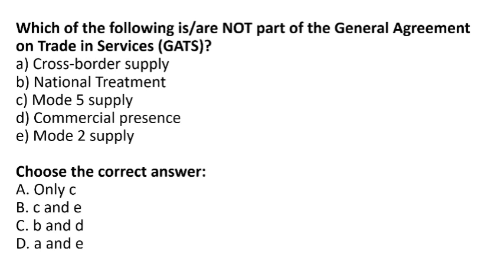Now let's move to the next question. Which of the following is or are not part of the GATS, that means General Agreement on Trade in Services? First you need to understand the question. It is asking which is not part of the General Agreement on Trade in Services, right? Options are cross-border supply, national treatment, mode 5 supply, commercial presence, and mode 2 supply. Now you must be wondering what is mode 5 supply and mode 2 supply? I'll explain after announcing the answer.